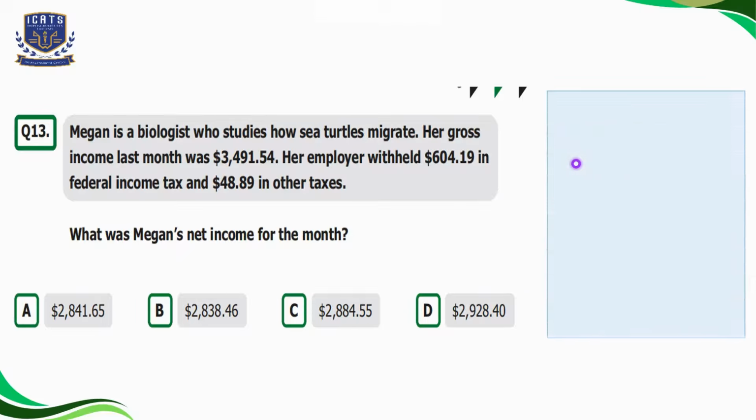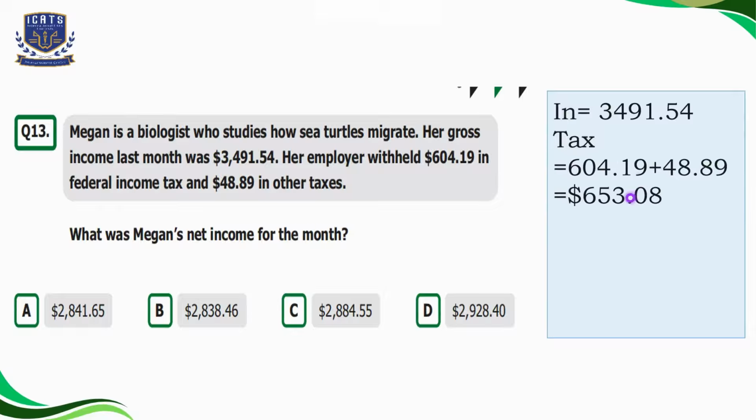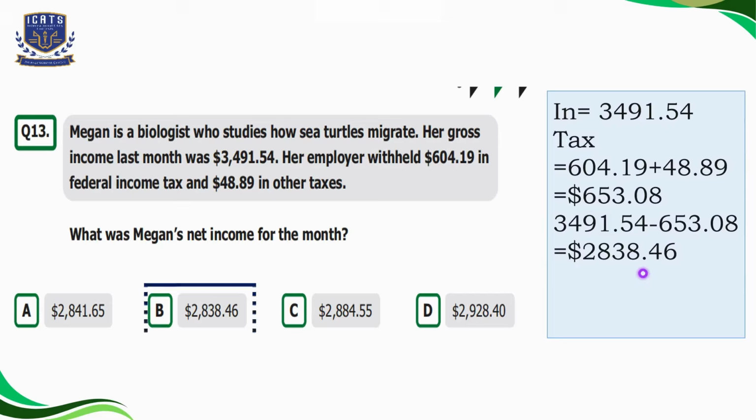We know about her gross income. The amount of the taxes will be added here. So it means that she has to pay $653.08 in total as tax. If we subtract this amount out of her total income, the remaining amount will be $2,838.76. That is option B.